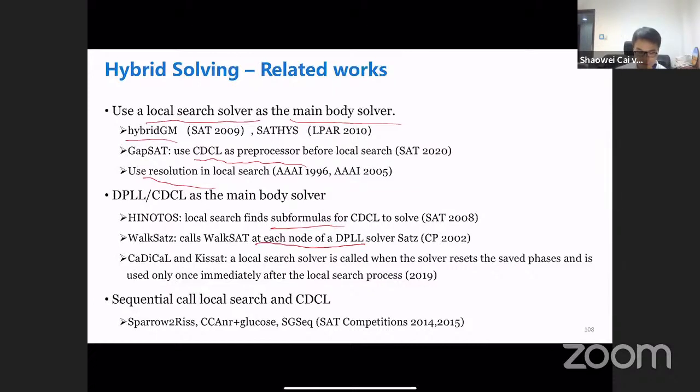It calls a local search procedure when doing the rephasing, but it is used only once, immediately after the local search process. And there is also a naive combination of local search and CDCL. We can first call local search and then call CDCL, or on the opposite, first call CDCL and then local search. It's more like a portfolio.